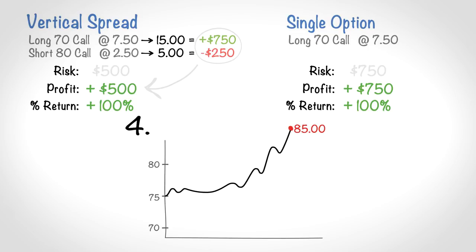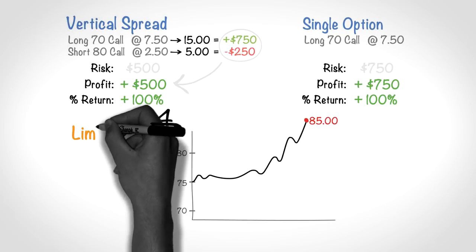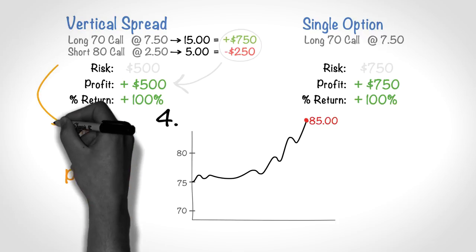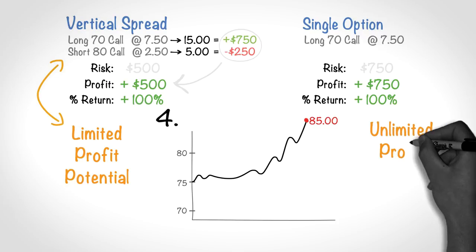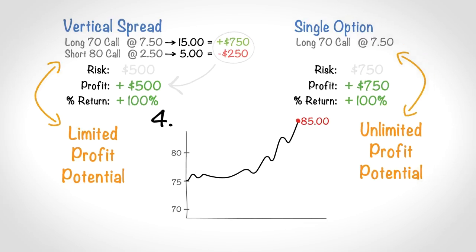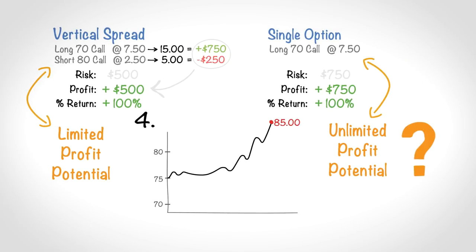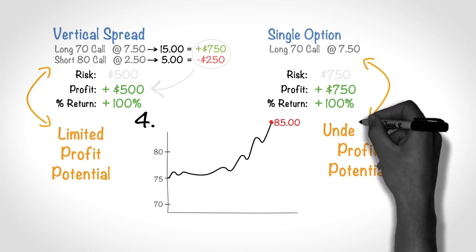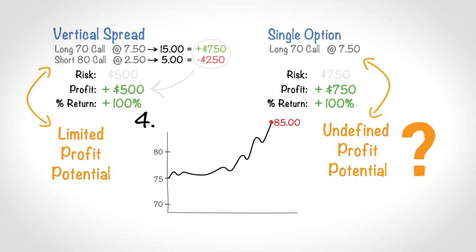So that's the only downfall with the vertical spread, is that it has limited profit potential, whereas buying the naked option allows us unlimited profit potential. But is the profit potential really unlimited? Of course not. That's just theoretical, because theoretically a stock can go to infinity. But look, you still made 100% return on capital on the vertical spread, so what is there to be upset about?